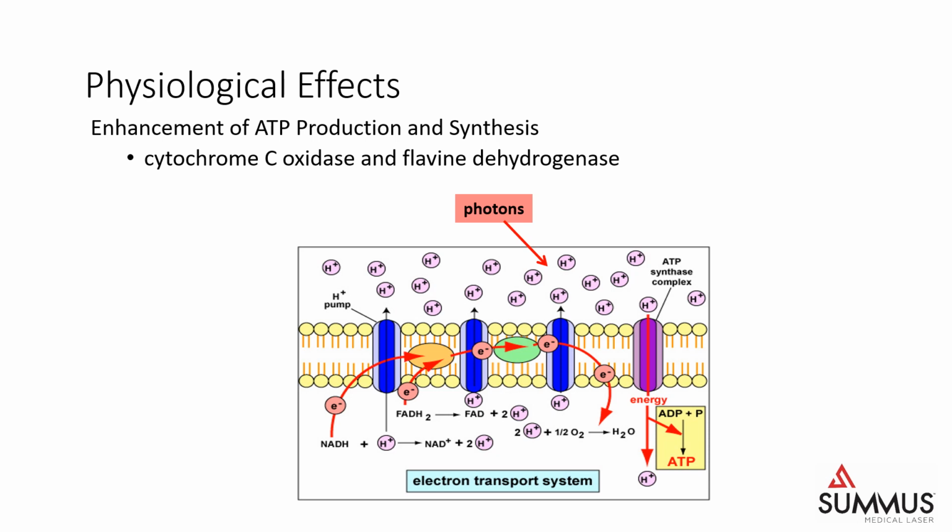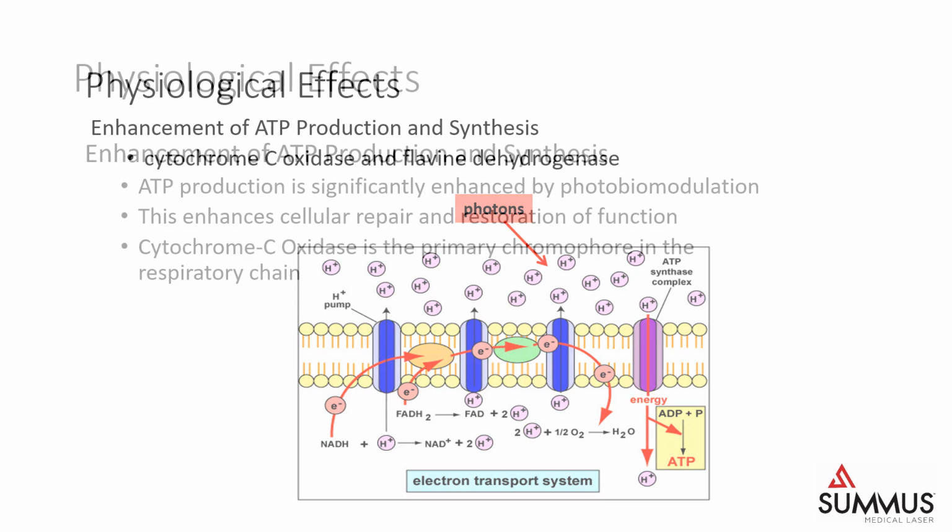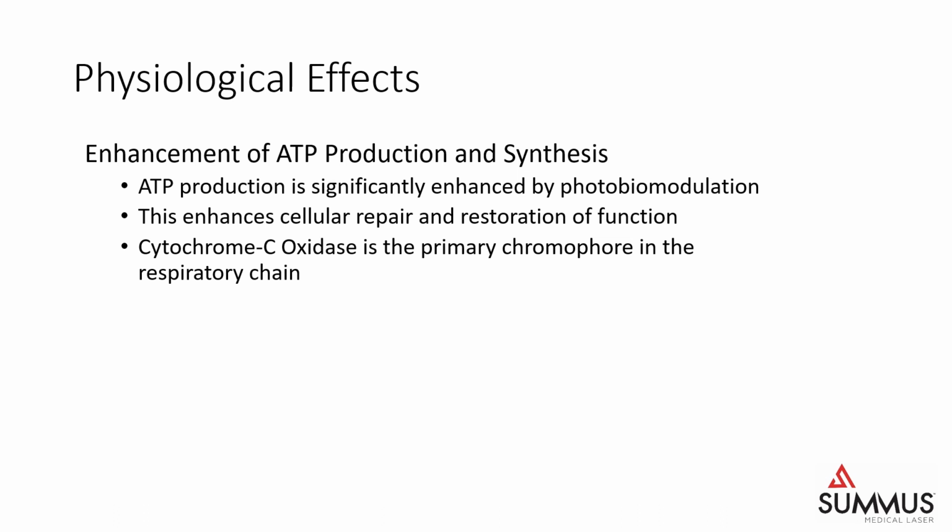ATP production is significantly enhanced through laser therapy, thus contributing to cellular repair and restoration of function. ATP production is significantly enhanced by photobiomodulation. This enhances cell repair and restoration of function, and cytochrome C oxidase is the primary chromophore in the respiratory chain.